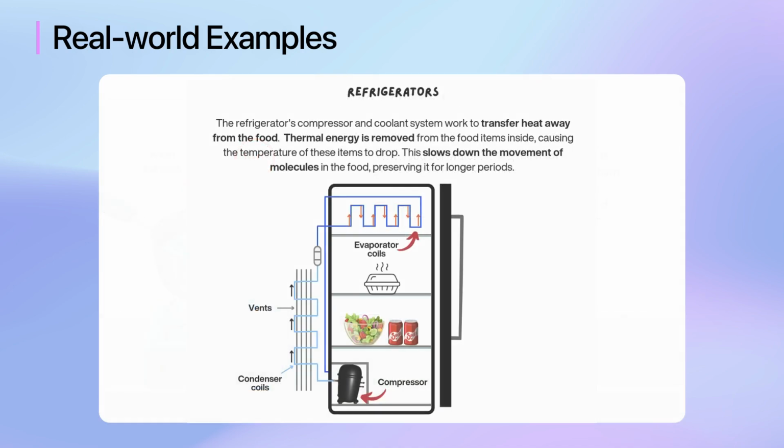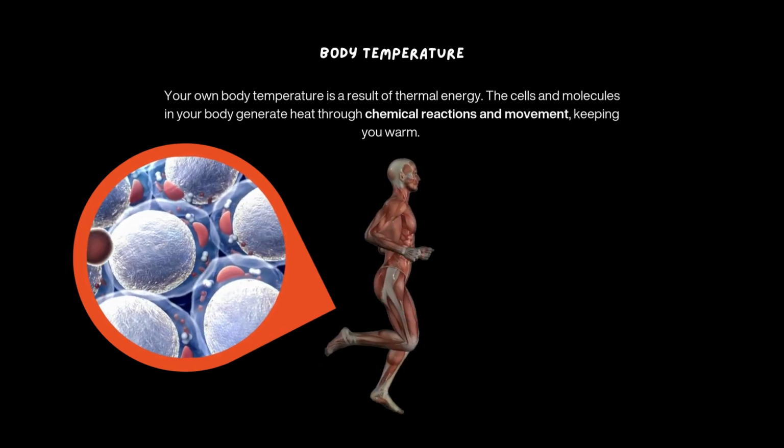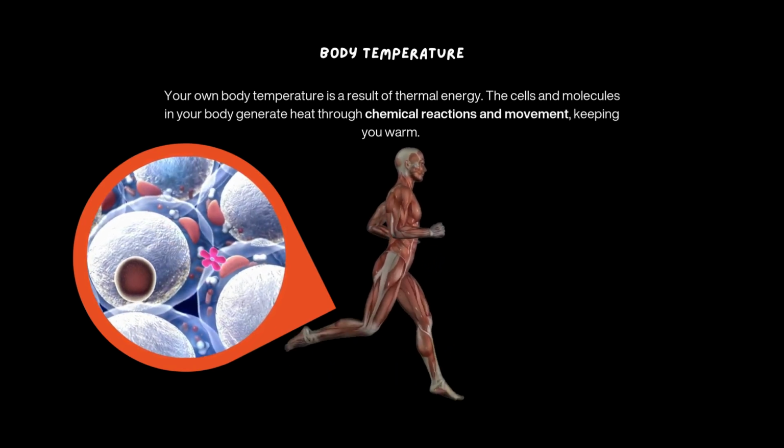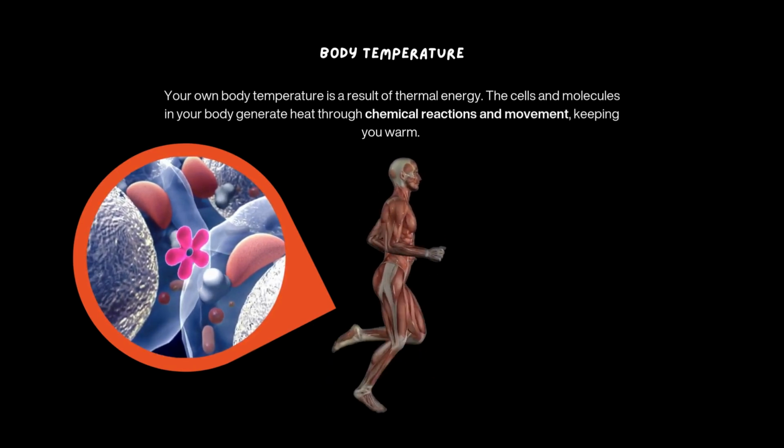The refrigerator's compressor and coolant system work to transfer heat away from the food. Thermal energy is removed from the food items inside, causing the temperature of these items to drop. This slows down the movement of molecules in the food, preserving it for longer periods. Your own body temperature is a result of thermal energy. The cells and molecules in your body generate heat through chemical reactions and movement, keeping you warm.